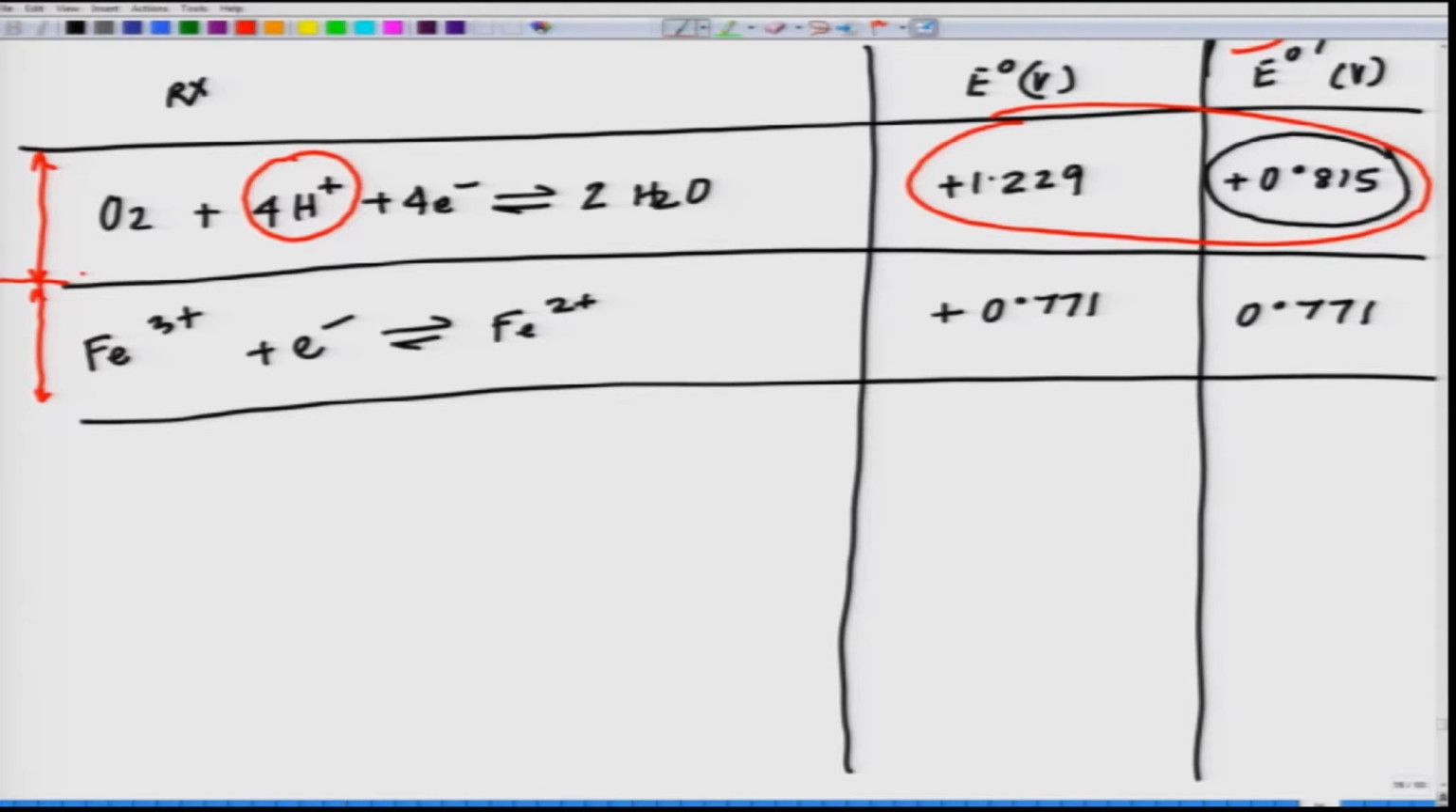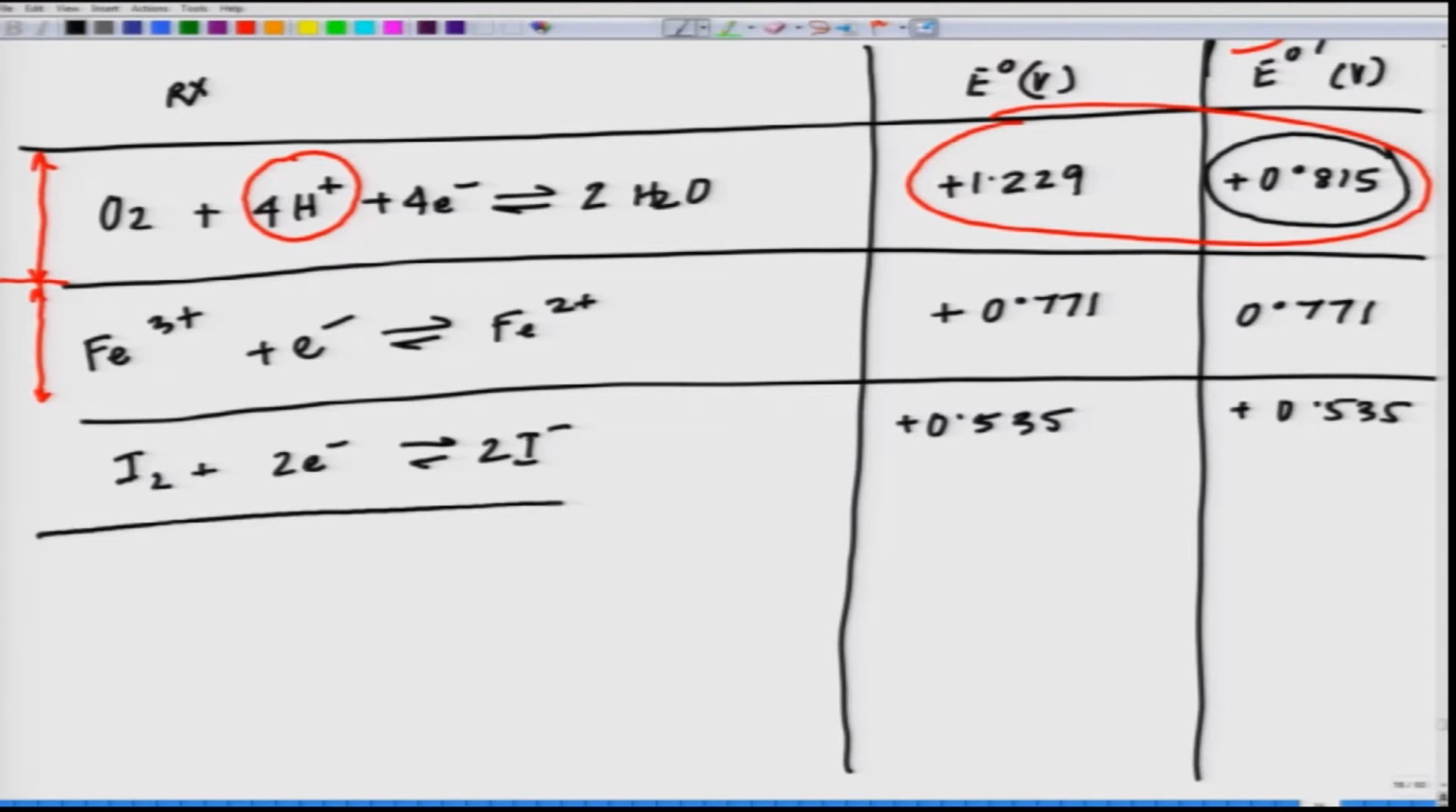Now, let us get to another example in that line. Let us take the case of iodine, I2 plus 2 electrons, making 2I minus. E0 is positive 0.535, and E0 prime is also 0.535. Now, you realize it is similar to the ferrous-ferric case.